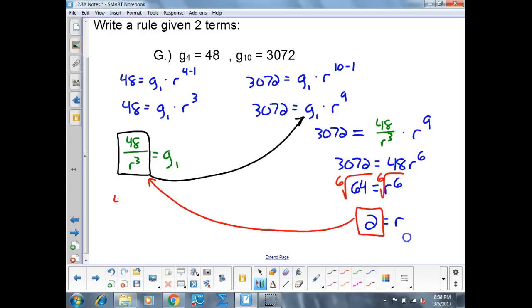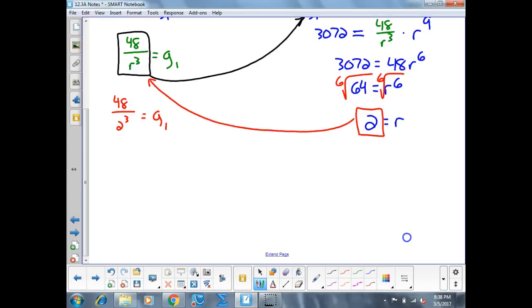So I get 48 divided by 2 cubed is my first term. 2 cubed is 8. So 48 divided by 8 is my first term. So 6 is my first term.